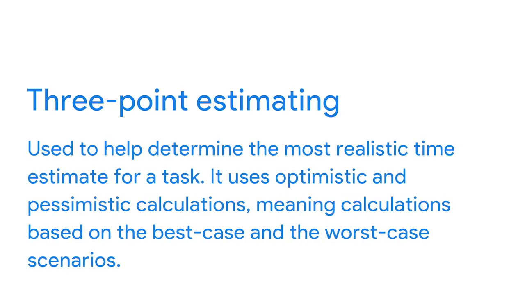Hi again. I've got one more technique for figuring out accurate time estimates. It's called 3-point estimating. 3-point estimating is used to help determine the most realistic time estimate for a task. It uses optimistic and pessimistic calculations, meaning calculations based on the best case and the worst case scenarios.